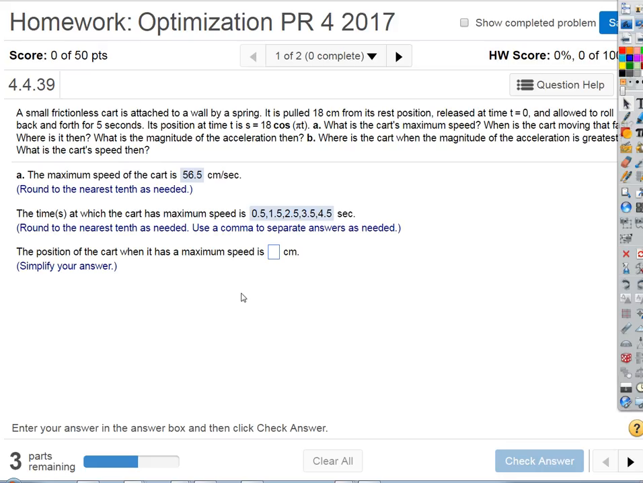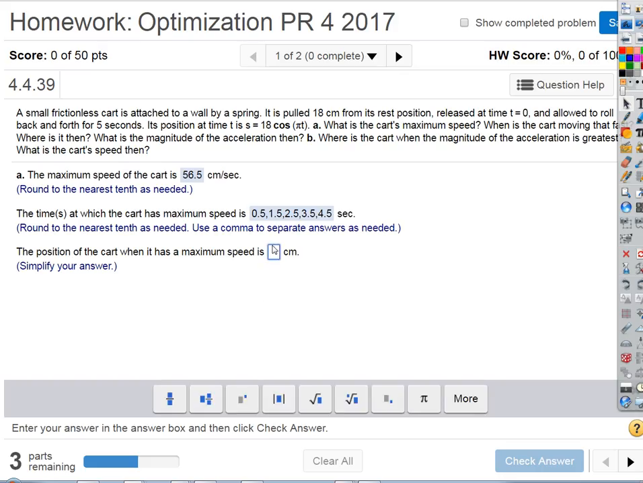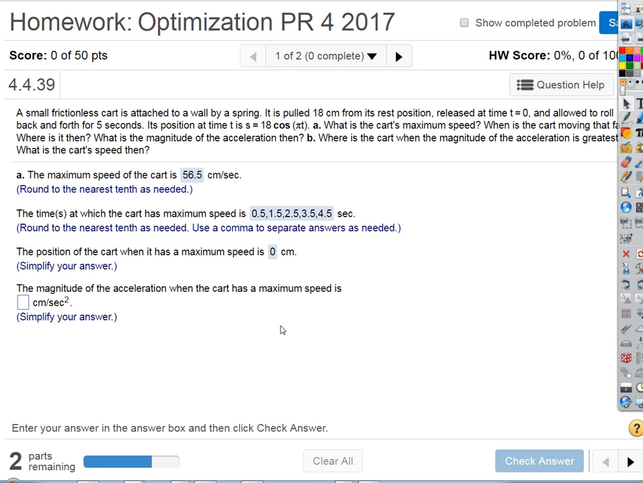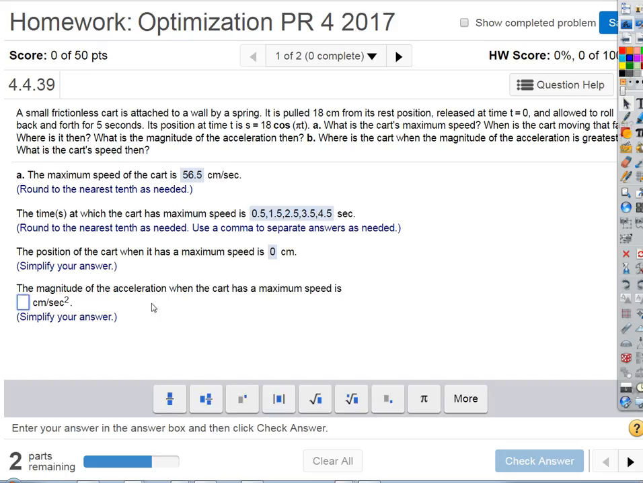So I feel affirmed. Until you get them all wrong. I like the one where it just says no. Yeah, no. Okay, the magnitude of acceleration when the cart has maximum speed should just be 18. Try 18. Simplify your answer. Why is it not saying round to anything? So it should be 18 pi squared, right? You said it was cubed. Is it cubed or is it squared?